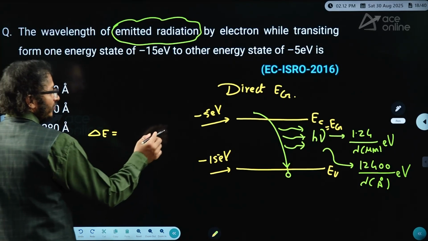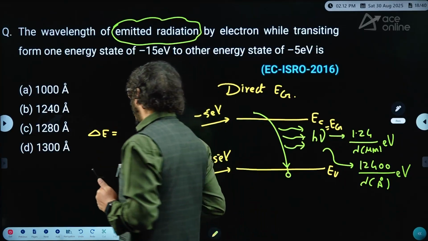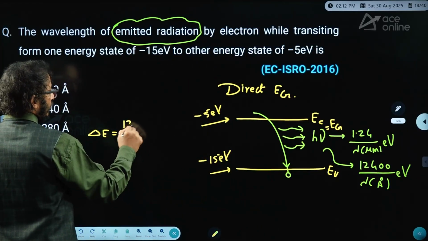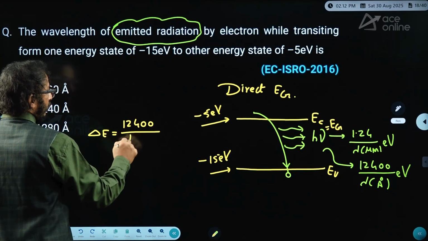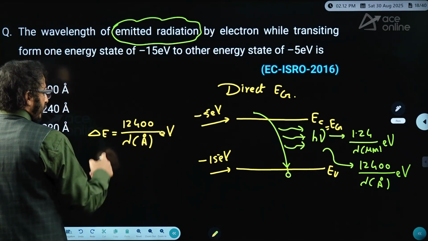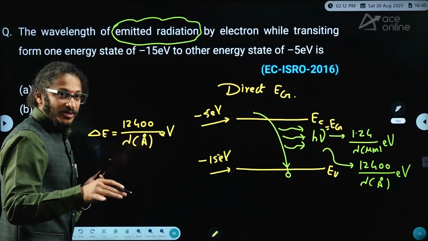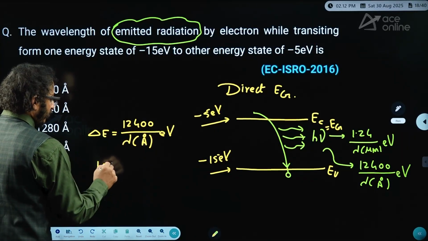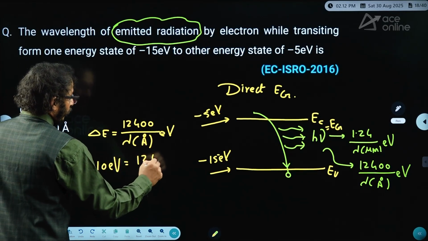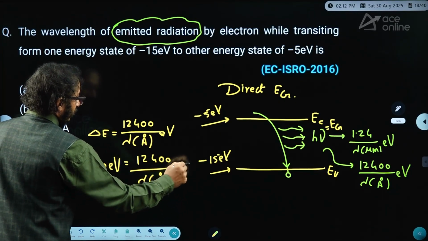Now, how much it is, students? Because examiner is expecting answer in terms of angstrom units. So let me put angstrom units. So then 12,400 by lambda must be in angstrom units, and this must be electron volt. Then delta E, -5 -15, that means 10. This is a 10 electron volt is equal to 12,400 by lambda angstrom units. Units must be electron volt here.